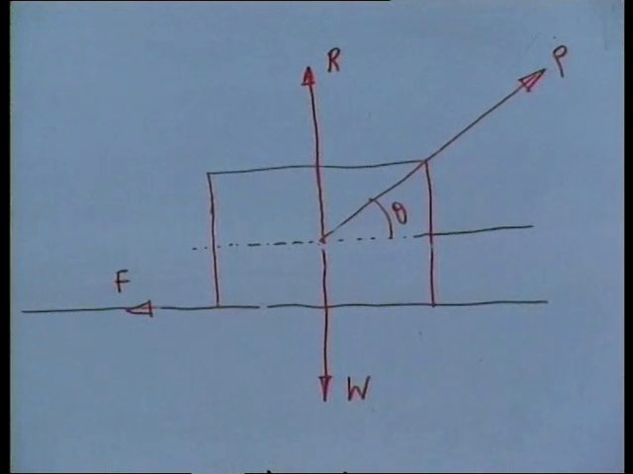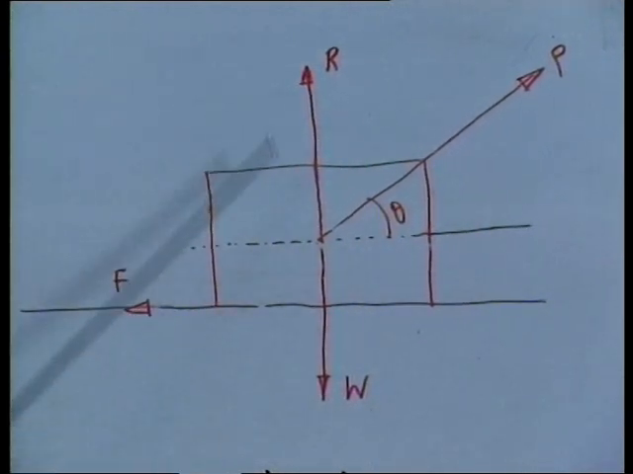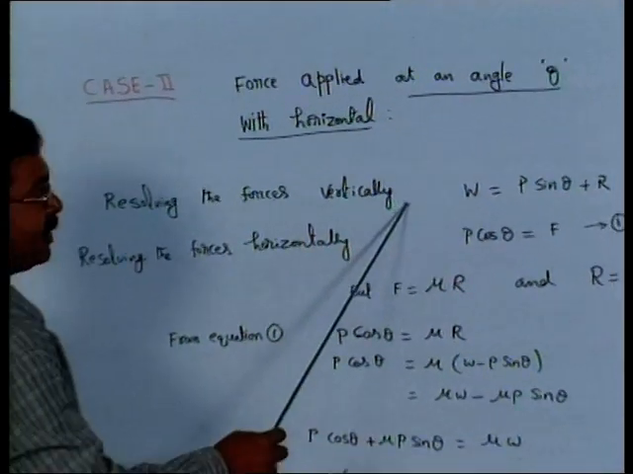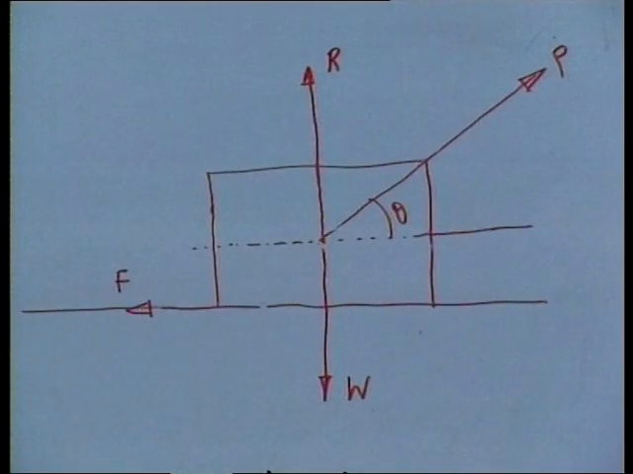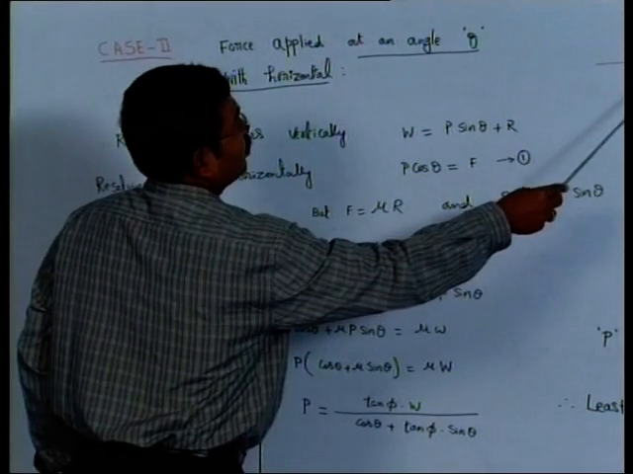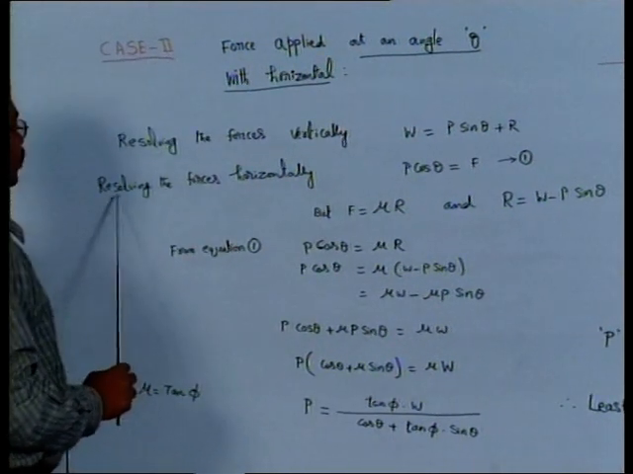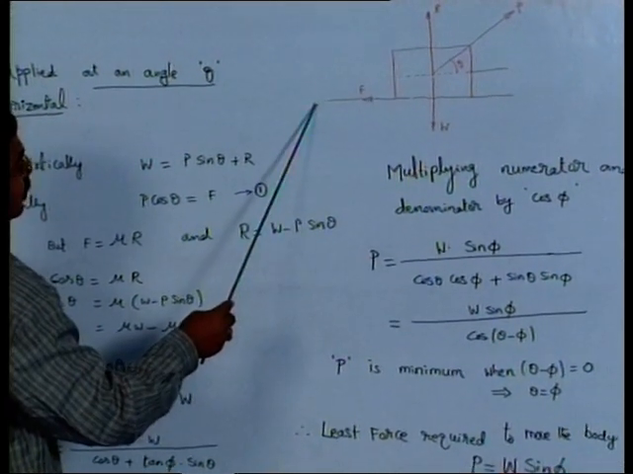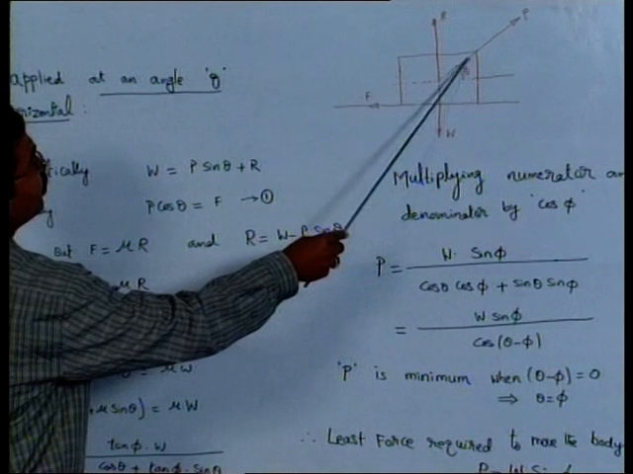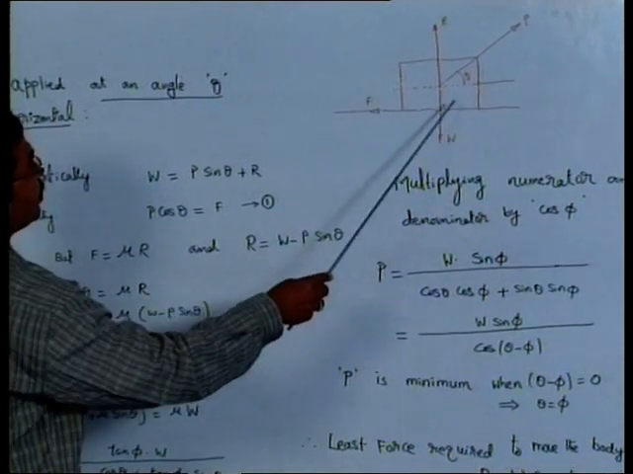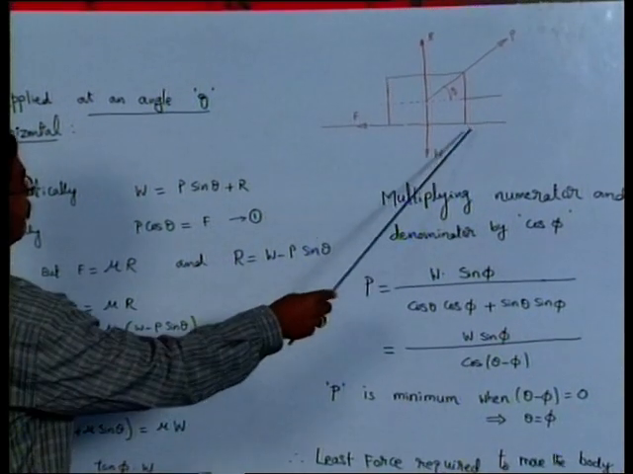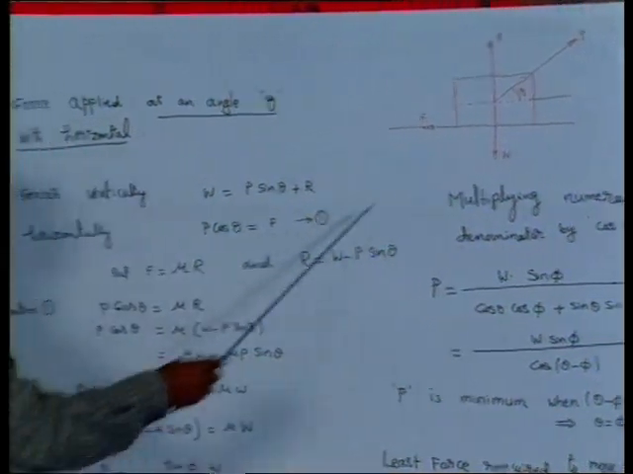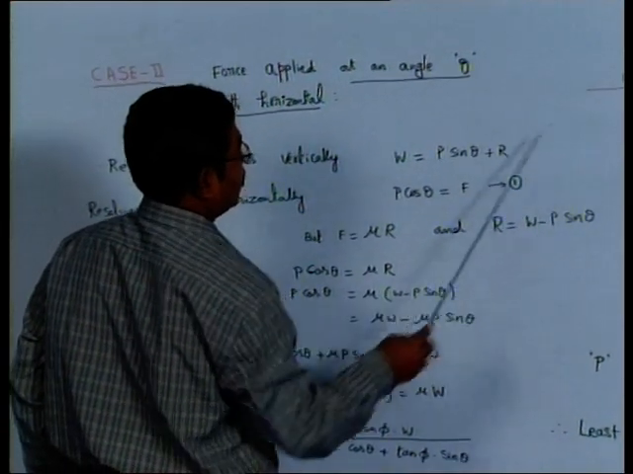Now we will resolve all the forces horizontally as well as vertically to solve the problem. Resolving all the forces vertically, the vertical downward force W is equal to the upward forces, R plus P sin theta. Similarly, resolving all the forces horizontally, we have the horizontal force F in the leftward direction, and in the rightward direction we have only P cos theta. Therefore, for the equilibrium condition, the horizontal forces should be equal. Therefore, P cos theta is equal to F.